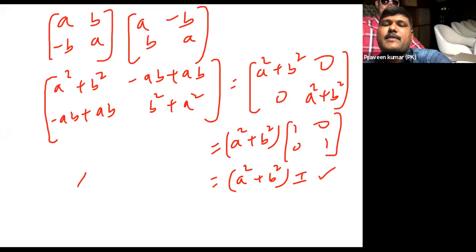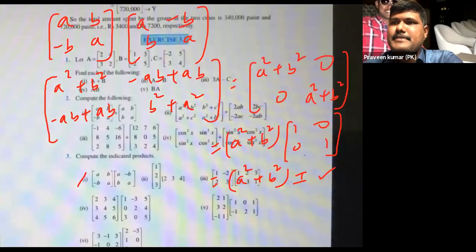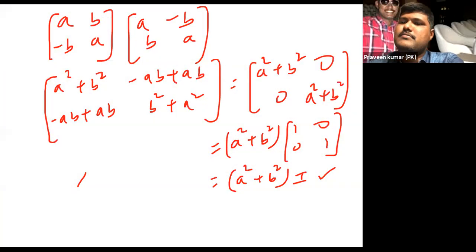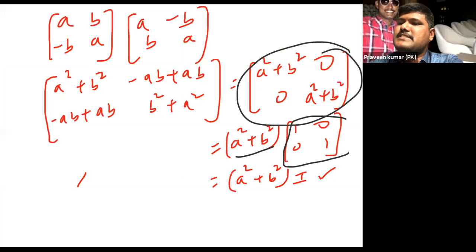Complete, my dear students. Can I move to the next question? This step you understood? I'm taking common from this total A square plus B square. I took common 1, 0, 0, 1. That means I, as I said. Copy it, copy it. I'll wait for you. Don't worry.